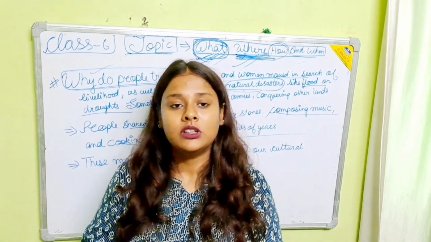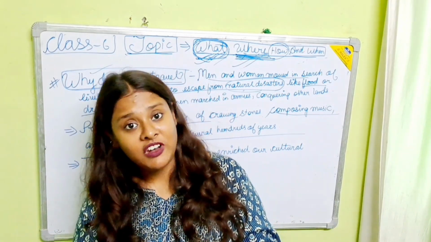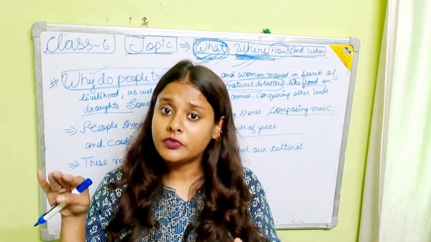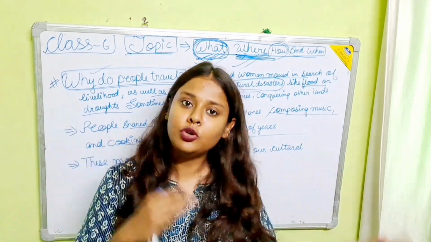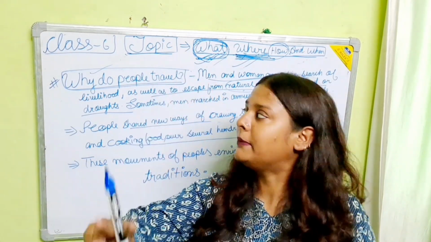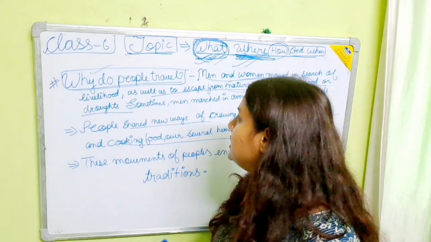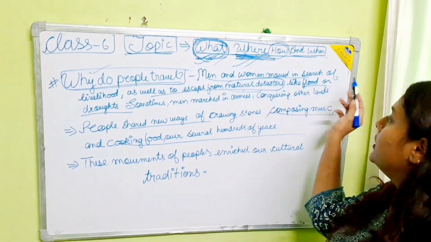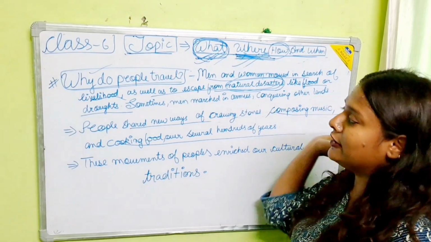When there is a drought, there is no availability of water, so how will they live? And in case of flood, there would be too much water through which they would have to move. So these are the two reasons why people travel: in search of livelihood and in case of natural disasters. Men and women moved in search of livelihood as well as to escape from natural disasters like flood and drought.